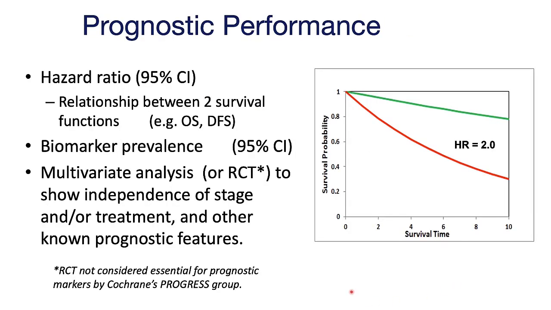So the key factor for reporting prognostic performance is the hazard ratio. This is the difference in survival functions of two populations. That could be overall survival or disease-free survival. So here we have the proportion of patients surviving over time. In this particular case, if you're in the red group, you are twice as likely to die in the follow-up period than the green group.